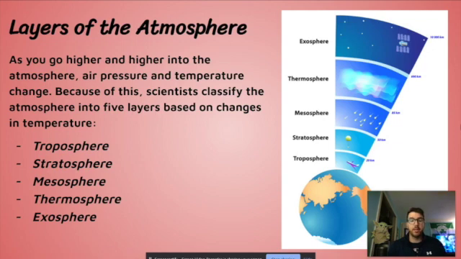So as you go higher and higher into the atmosphere, air pressure and temperature change. Because of this, scientists classify the atmosphere into 5 layers based on changes in temperature. The first layer is the troposphere, second is the stratosphere, after that we have the mesosphere, after we have the thermosphere, and finally we have the exosphere. So in the next couple slides, we're going to be talking about each of the different layers of the atmosphere and some characteristics of those layers.